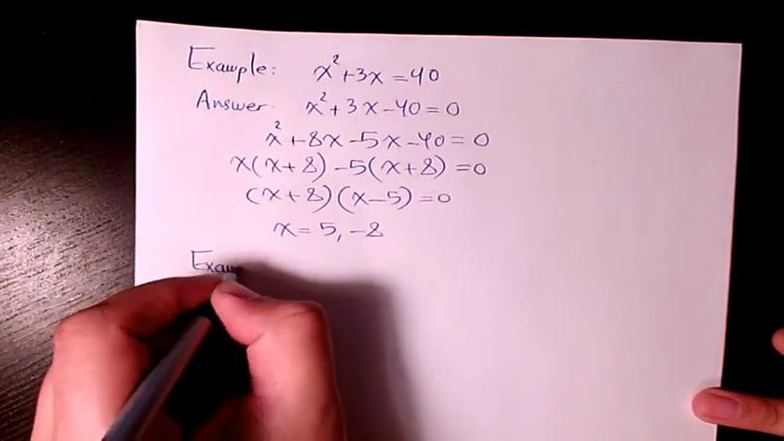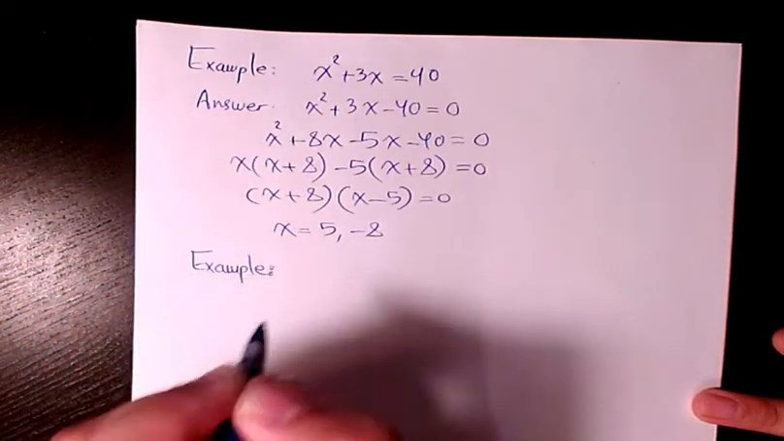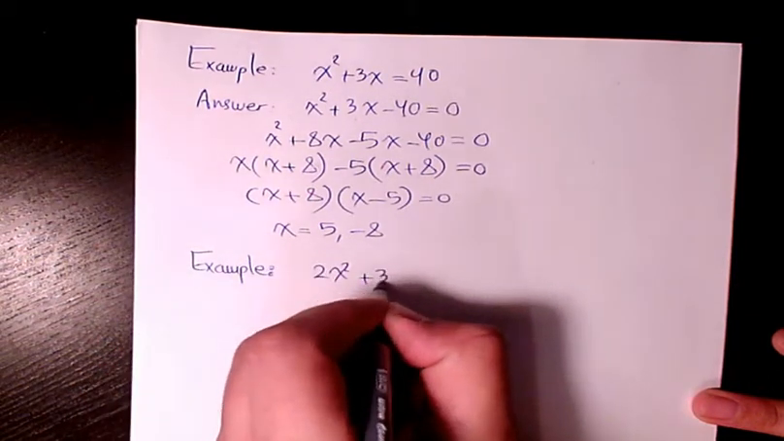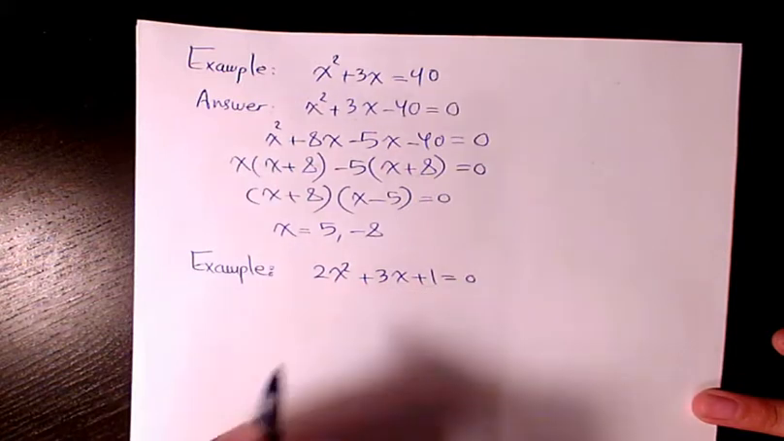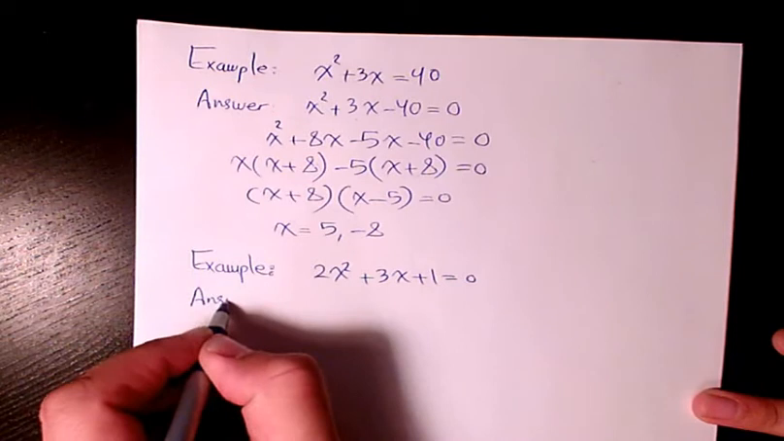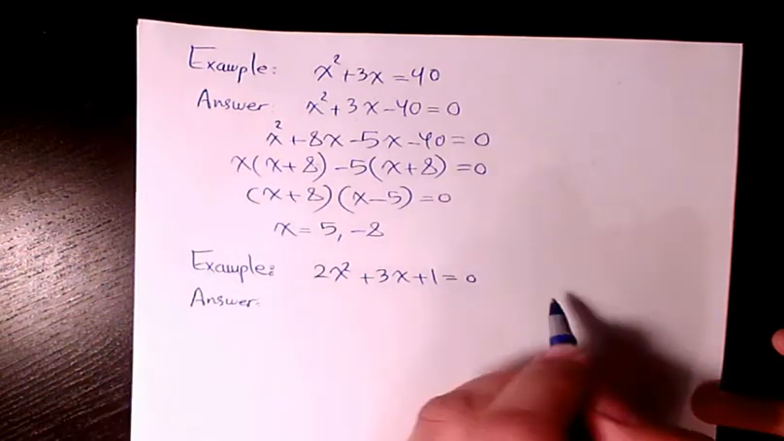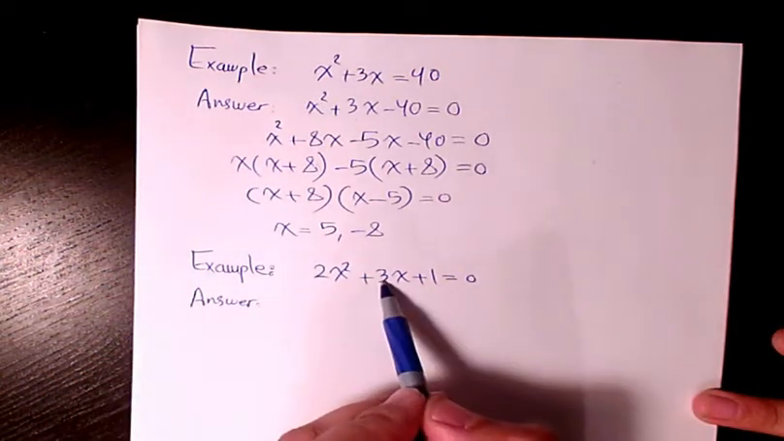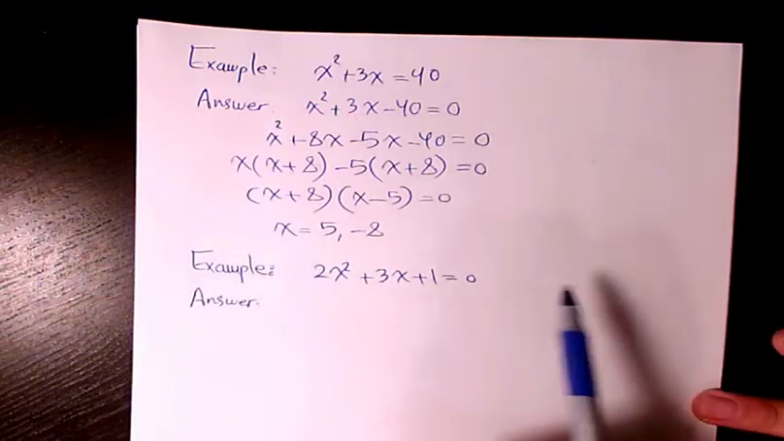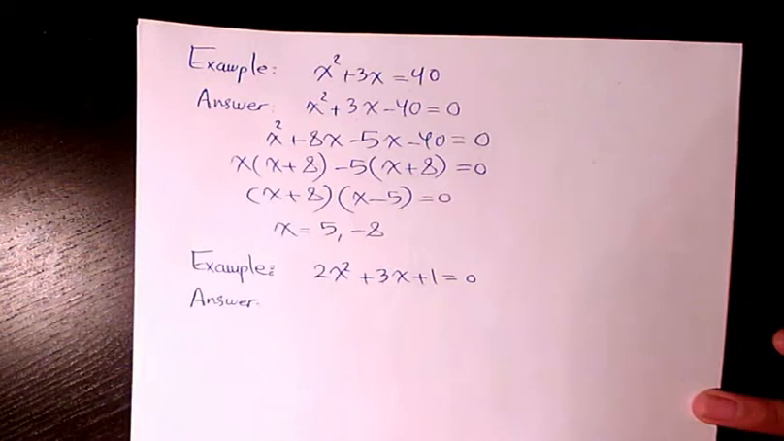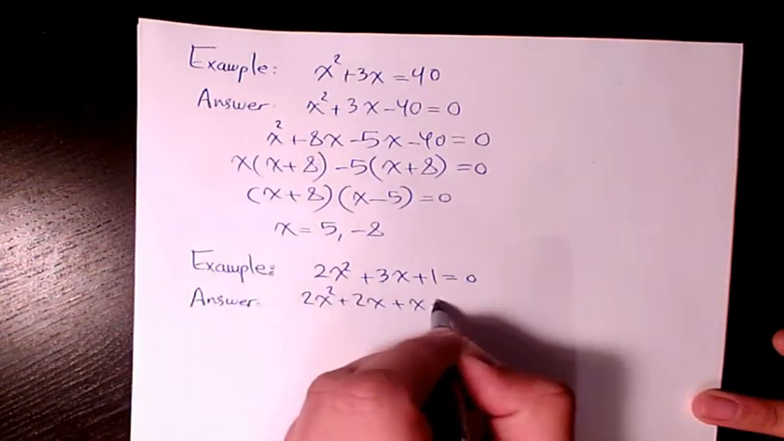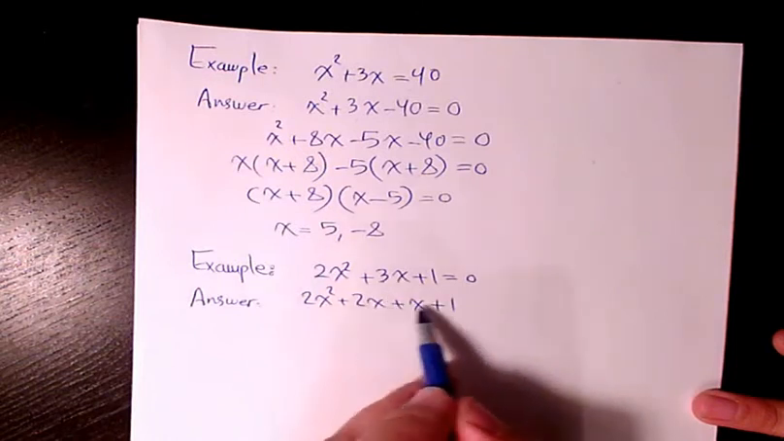Next example. That's going to be 2x squared plus 3x plus 1 equals 0. So the answer will be: 2 times 1 is 2 and add to 3. So it's going to be positive 2 and positive 1. 2 times 1 is 2 and 2 plus 1 is 3. So it's going to be 2x squared plus 2x plus x plus 1. So 3x I converted to 2x plus x.